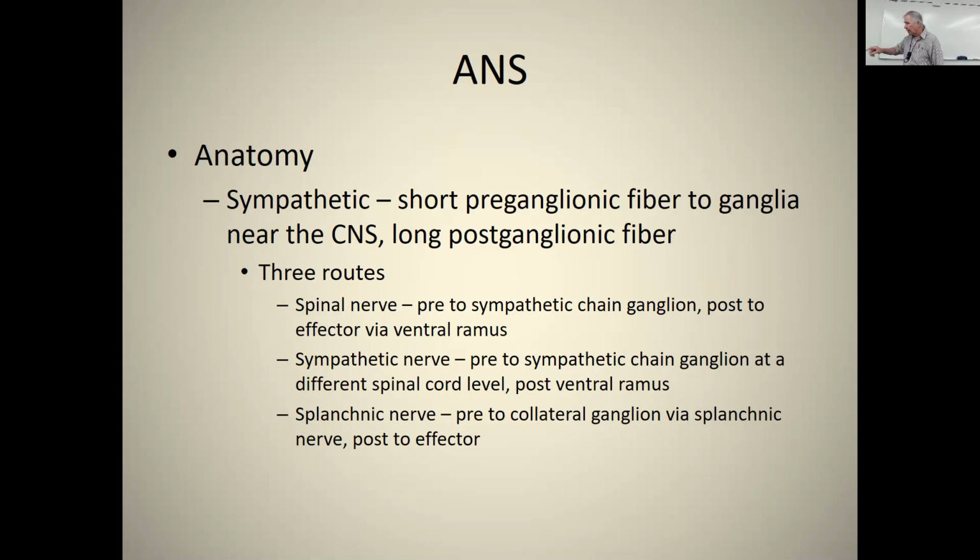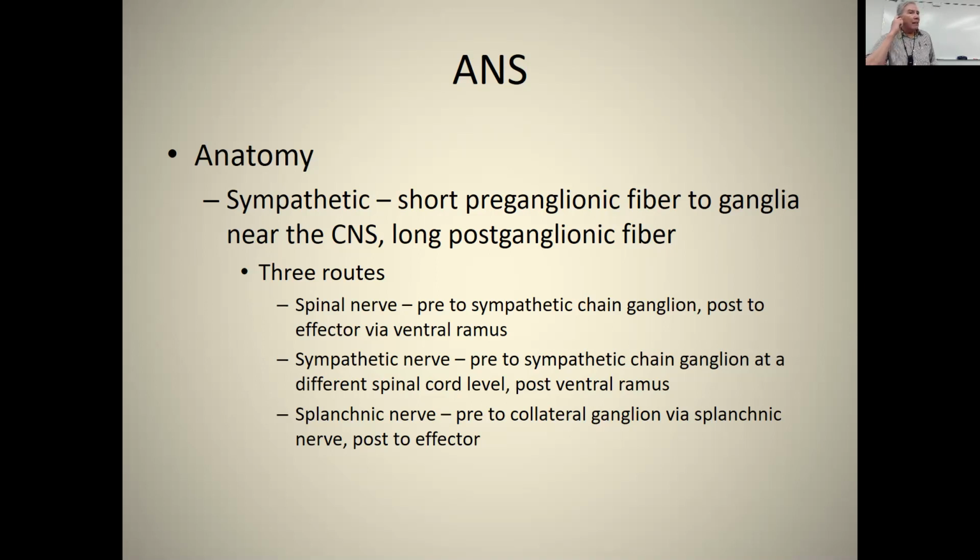Three routes. The spinal nerve route: pre to the sympathetic chain ganglion, and post to effector via the ventral ramus, and it goes up and leaves through a gray ramus. Then a sympathetic nerve: pre to sympathetic chain ganglion at a different spinal cord level, post via ventral ramus. And then the splanchnic nerves: pre to collateral ganglion via splanchnic nerves, post to effector.